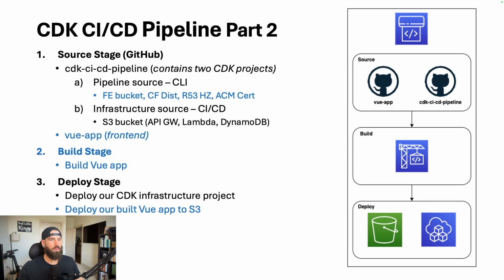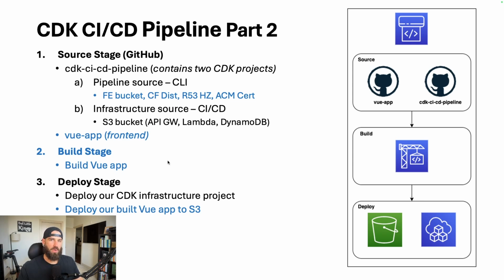And to just go over it really briefly, we're basically going to add a second GitHub repository that's just going to be a Vue application. We're going to add a front-end bucket that's going to host our Vue application, a CloudFront distribution, a Route 53 hosted zone, and a Certificate Manager SSL certificate so that we can use a custom domain name.